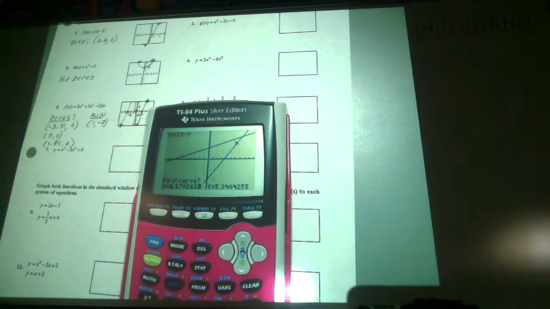Yes, I don't have a flashing light. Okay, then you didn't choose intersection. I did. It wasn't there. Let me see.